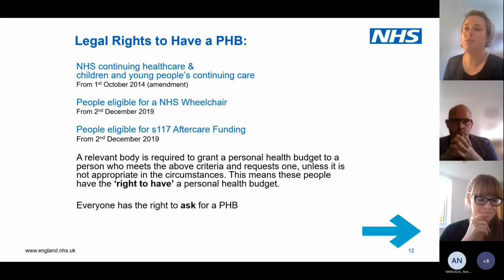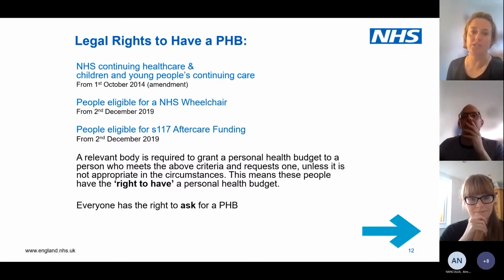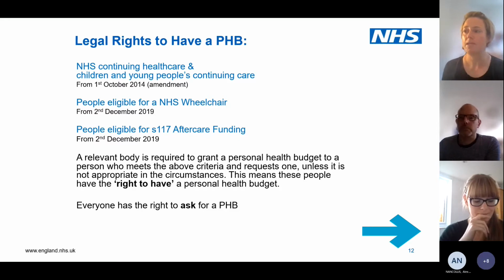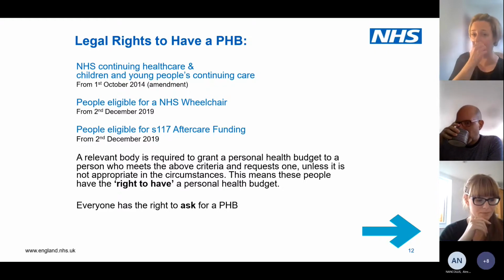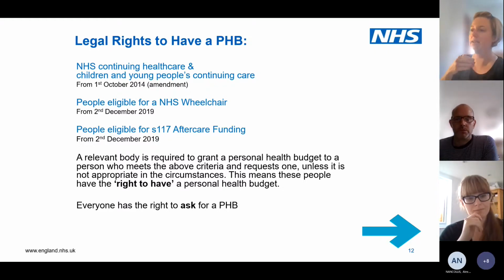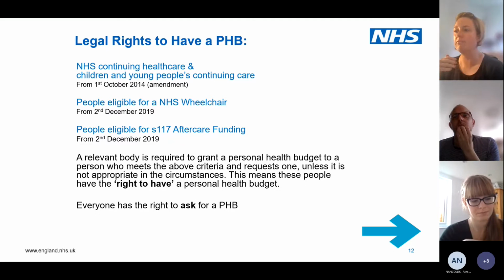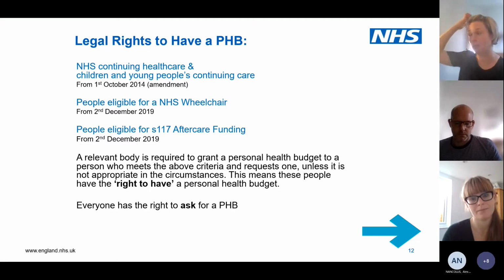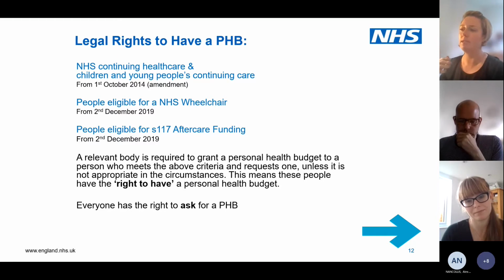So at present, there are 4 groups of people who have the right to have a personal health budget. That's anybody eligible for NHS continuing healthcare, children eligible for continuing care, anyone eligible for an NHS wheelchair, and people eligible for Section 117 aftercare funding. So the right to have means that the CCG is legally required to grant a personal health budget to any person who meets this criteria and requests one, unless it is not deemed appropriate in the circumstances. And that might be where it's inappropriate for that person given their condition or the impact on that person of that particular condition.